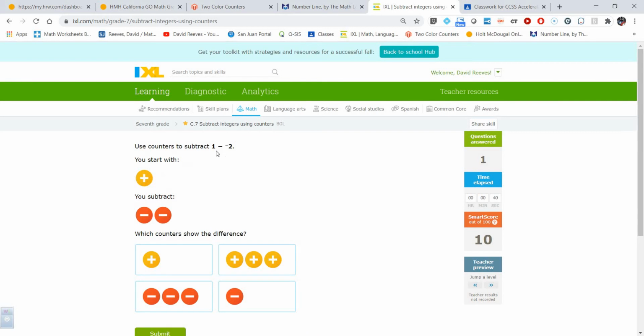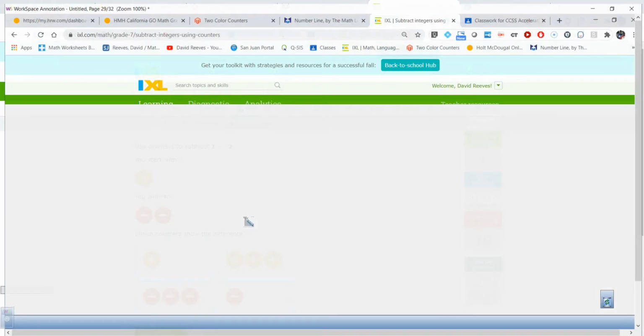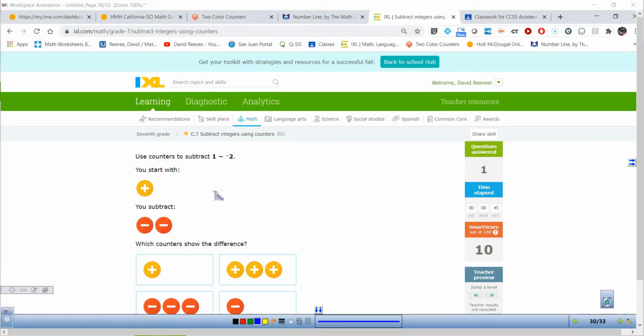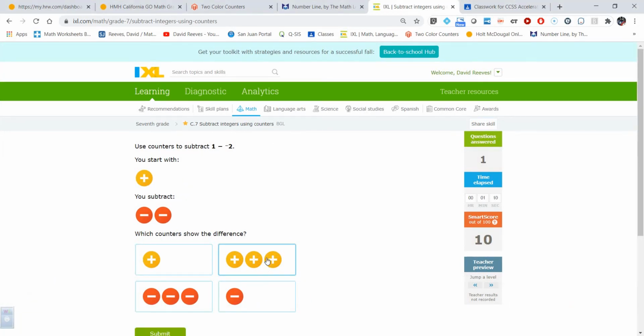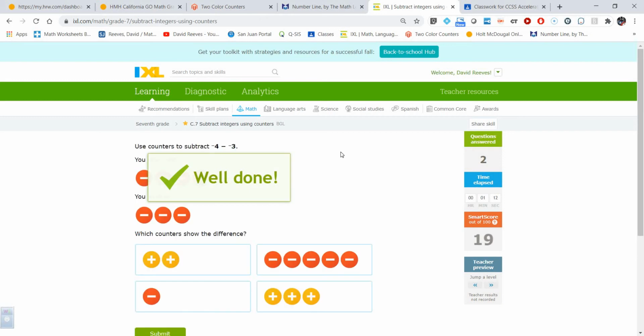All right, this time I have a 1 and I want to subtract away -2. Again, I don't have those that I need to take away, so I want to take away 2 negatives, right? So I put in 2 negatives along with 2 positives. Remember, this just makes 0, right? So now I can take away, I can subtract away those 2 negatives, and what am I left with? 1, 2, 3 positives. All right, so that's how this works.